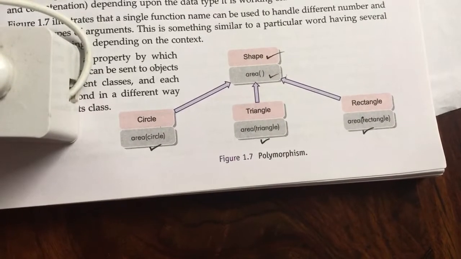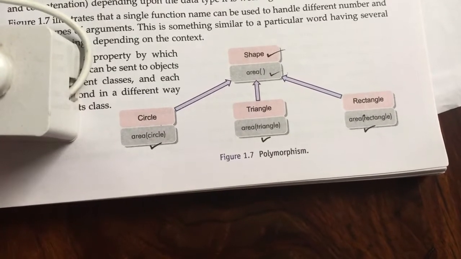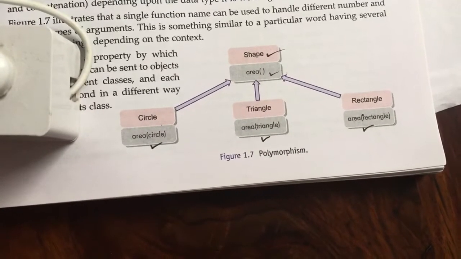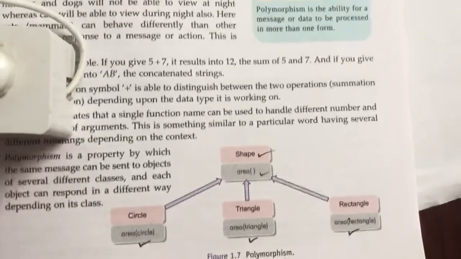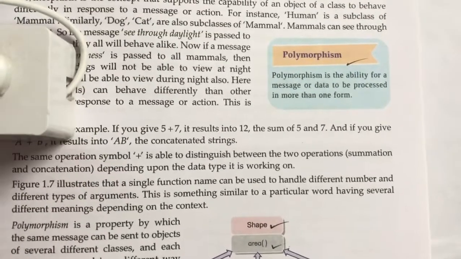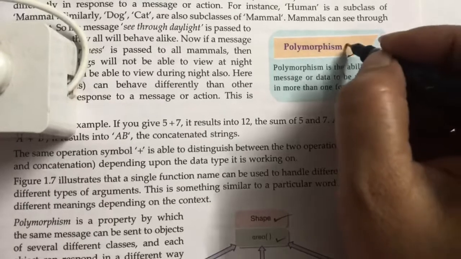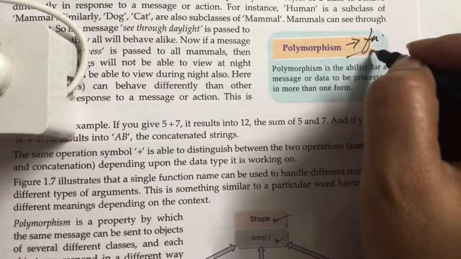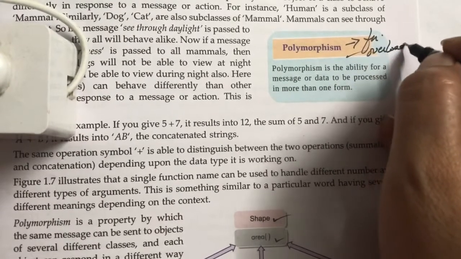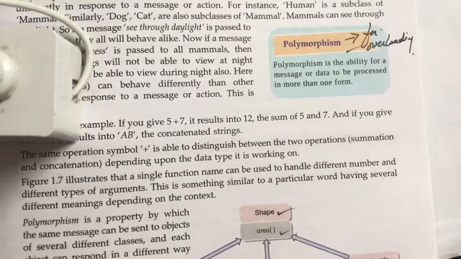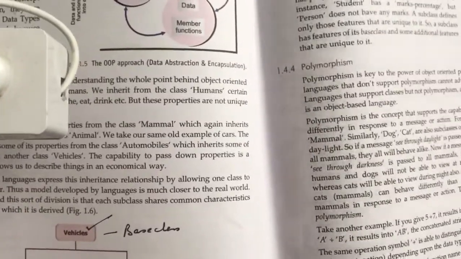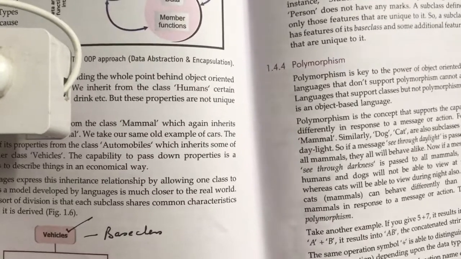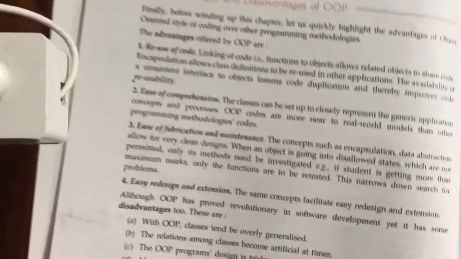So when different data is processed in more than one form, we call it polymorphism. Further, when you go ahead in your studies in 10th class, you will understand that polymorphism also means function overloading. Okay, so this is the definition of polymorphism, and this is another one of the OOP features of Java.